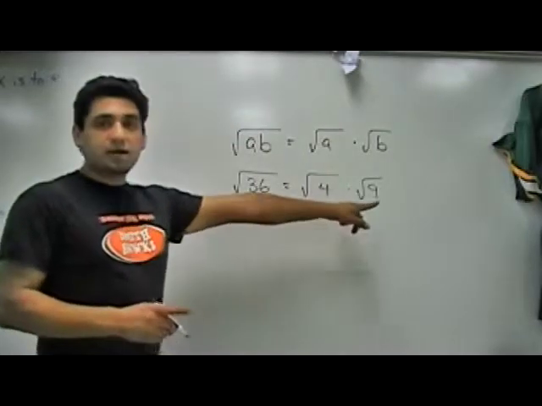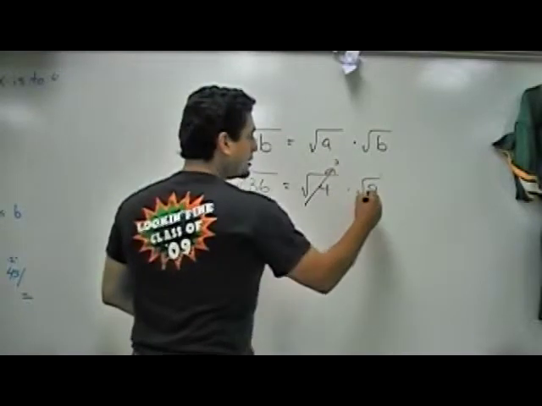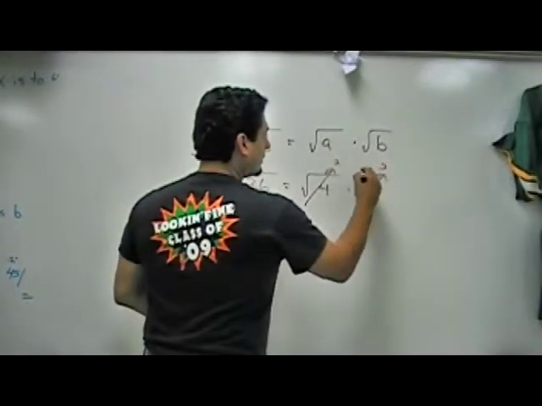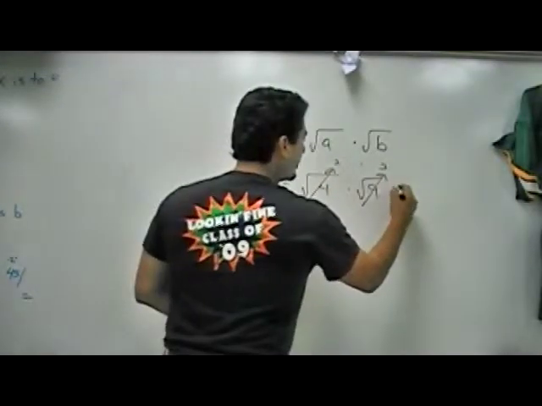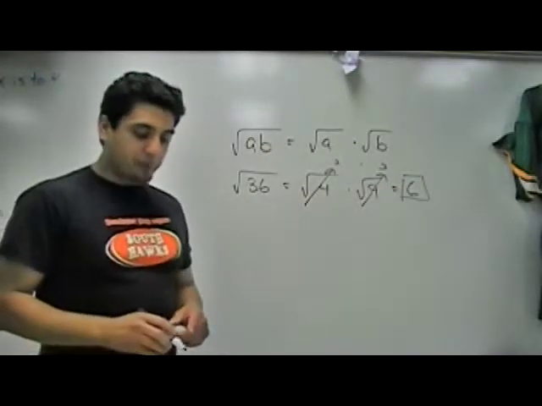So let's see if it works out if we do it separately. The square root of 4 is going to be 2. And the square root of 9 is going to be 3. So when we multiply 2 times 3, we get 6. That's how come the product property works.